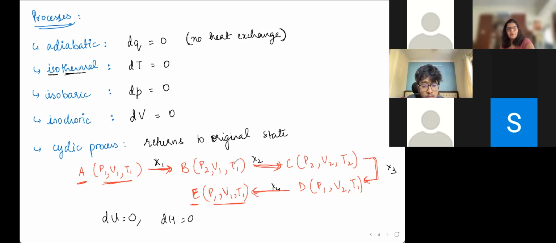In individual processes, something may increase, something may decrease, but because you're bringing it back, V2 is back to V1, P2 is back to P1, whatever increases also decreases, so the overall change will end up being 0.